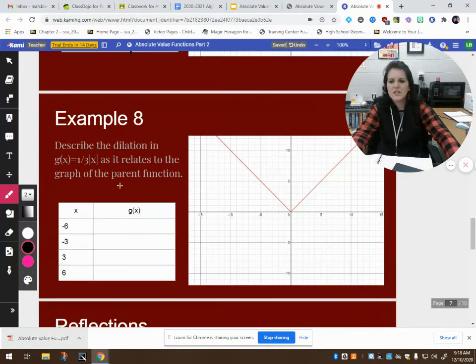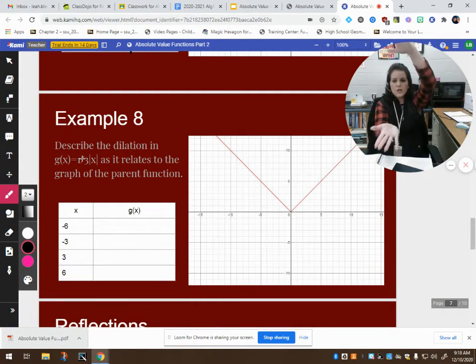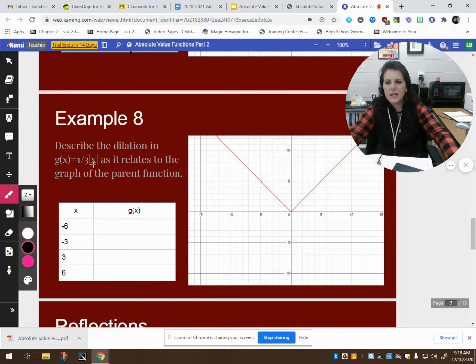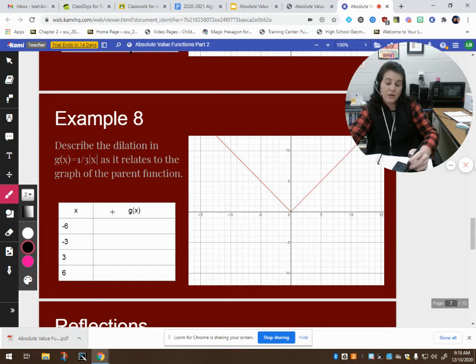All right, so let's describe the dilation that would occur here. This time it's outside the absolute value, and that value is between 0 and 1. So that tells me that it's going to compress it vertically. And we can prove that by plugging in the numbers. The absolute value of -6 is 6. 6 times 1/3 is 2.